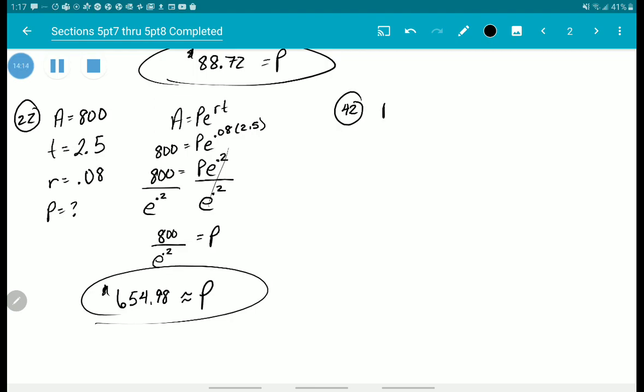So we want to start with $25,000. And we want to grow, that's our future amount, to $80,000. Our interest rate is 7%. We are looking for time. And it tells us that we're going to be compounded continuously. So we are using that formula. Now, let's substitute in everything we know.